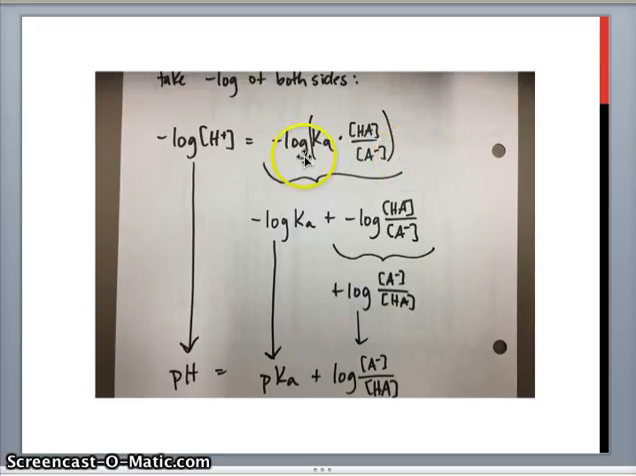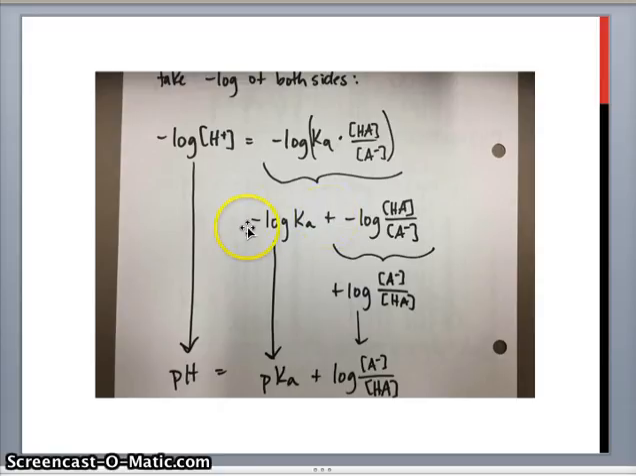We can break this up using log rules, and I'm not going to explain why these log rules exist, but I think you learned them in math, and if not, I don't really want you to worry about it. Just trust that this math is sound. Because this is being multiplied within a log function, if we want to break it out and take the log of both of those, that's an addition. So the negative log of Ka plus the negative log of this ratio of acid over base is what this expands out to.